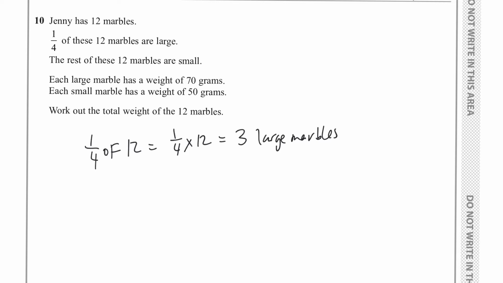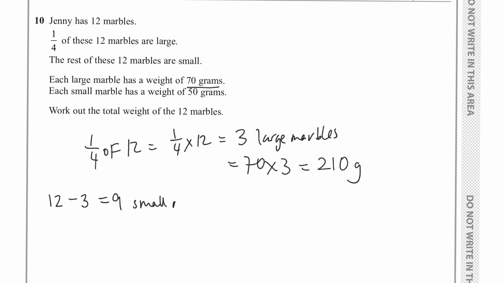So it says each large marble weighs 70 grams. So we're going to do 70 times 3. Which would leave you with 210 grams. So we know that large marbles come up to 210 grams. It says the rest of them are small. So if 3 out of 12 are large, that means to work out the small ones, we're going to do 12 minus 3, which would be 9. So we have 9 small marbles.